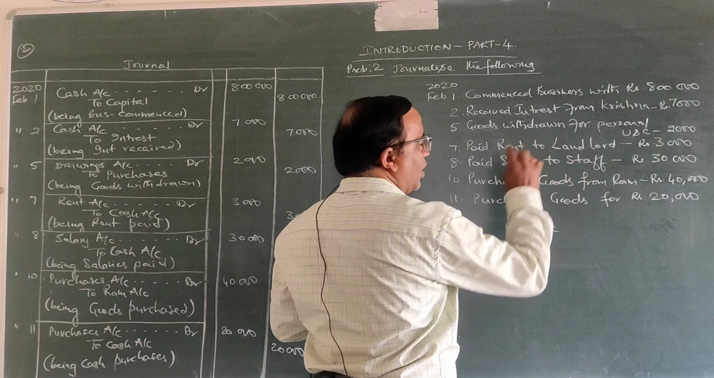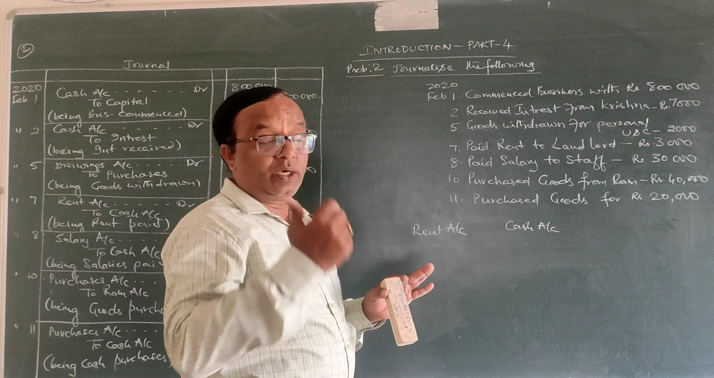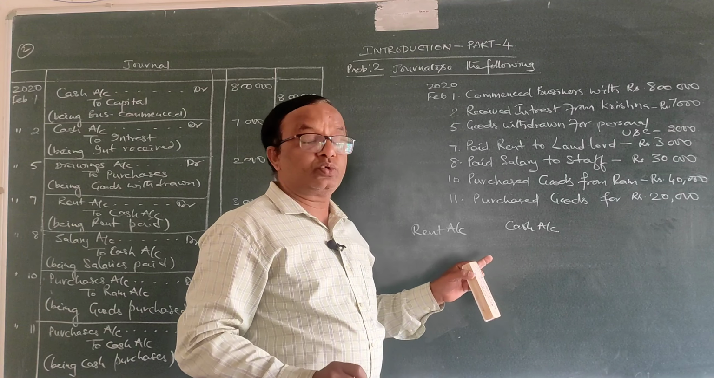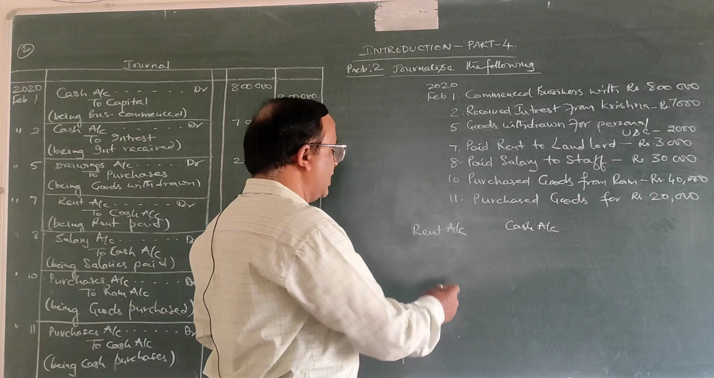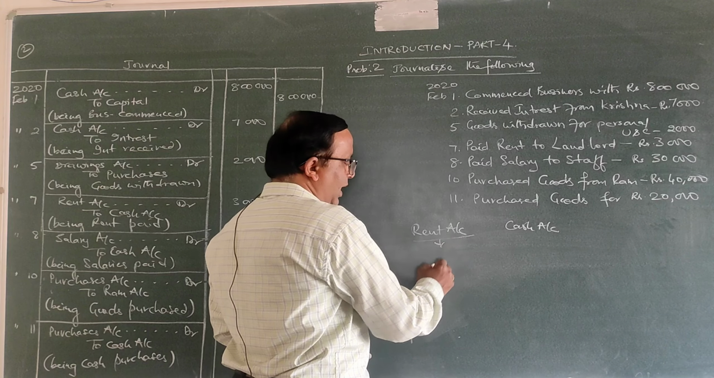Okay, here landlord account will not come because you have paid rent there, which is an expense to you. So that expense account will be affected. Another one, you have paid through cash, so cash account will be affected. Observe, rent account is an expense to you.